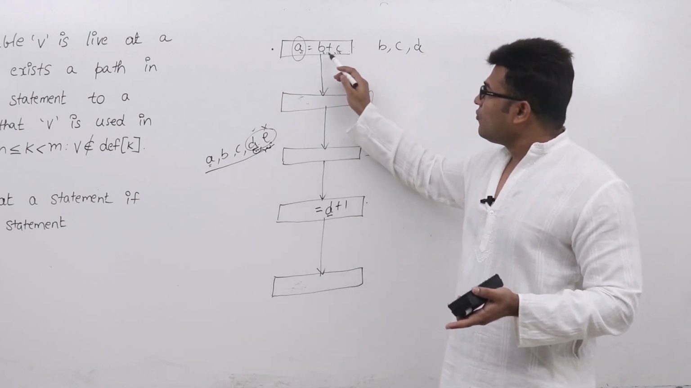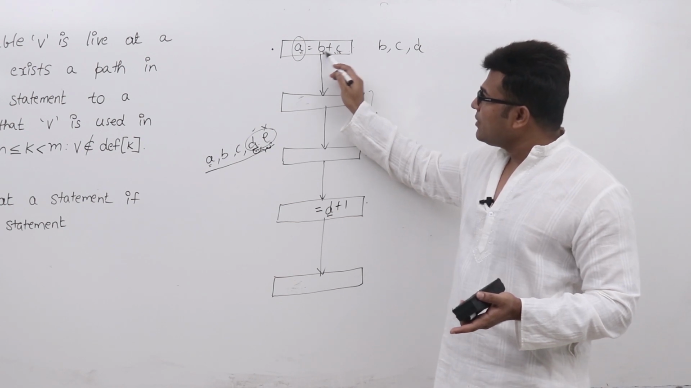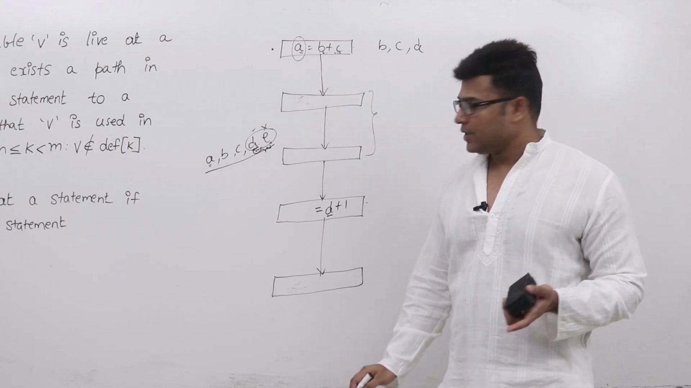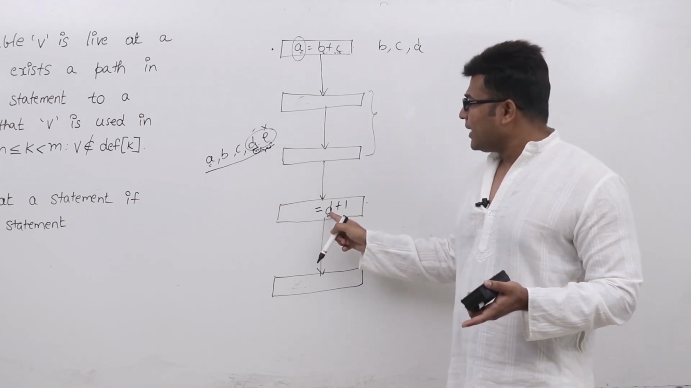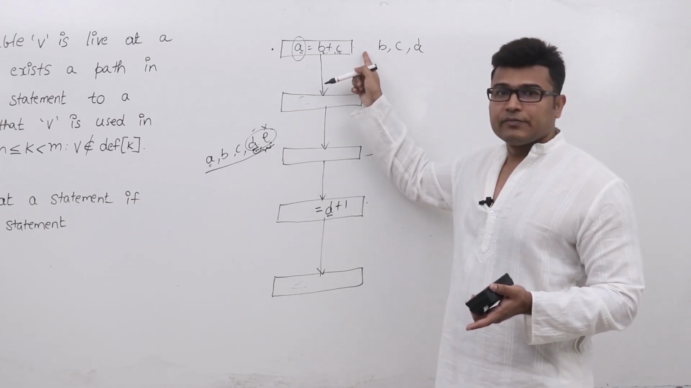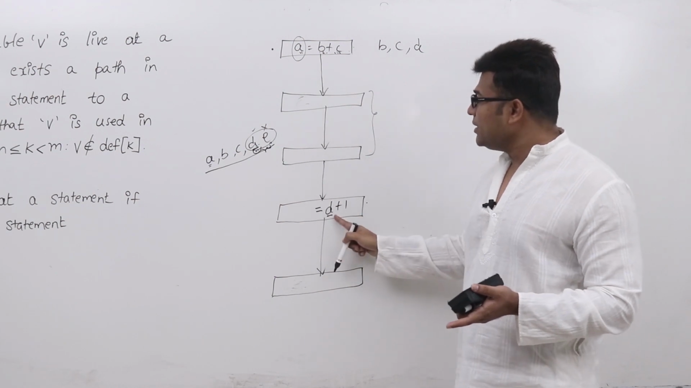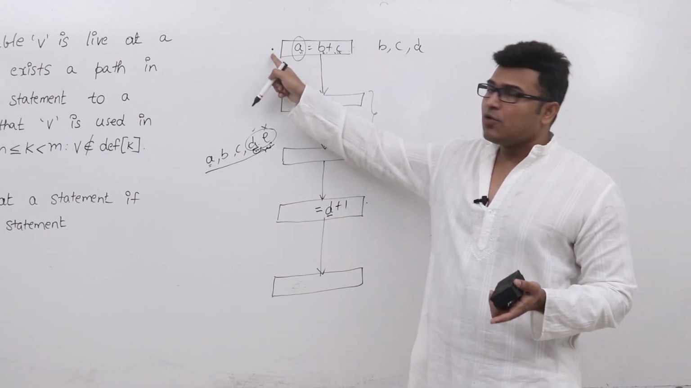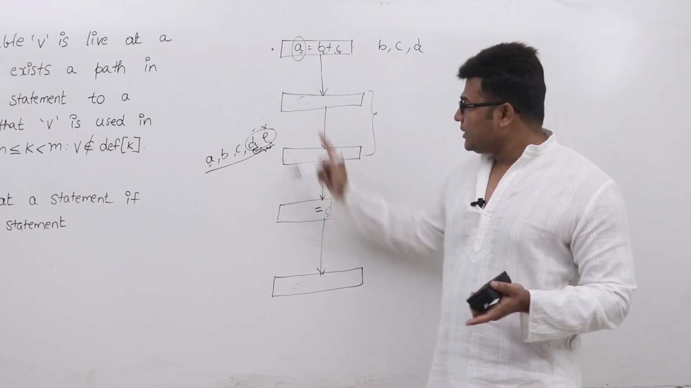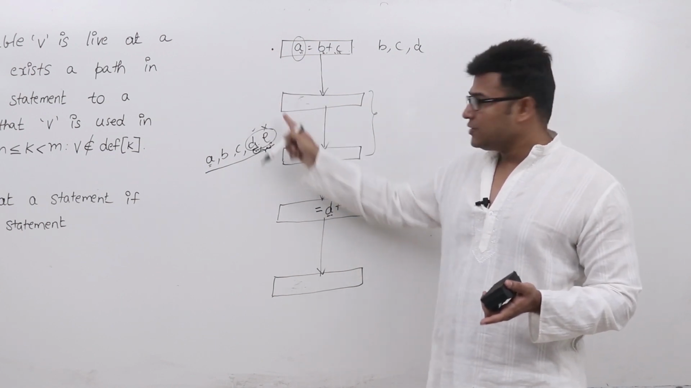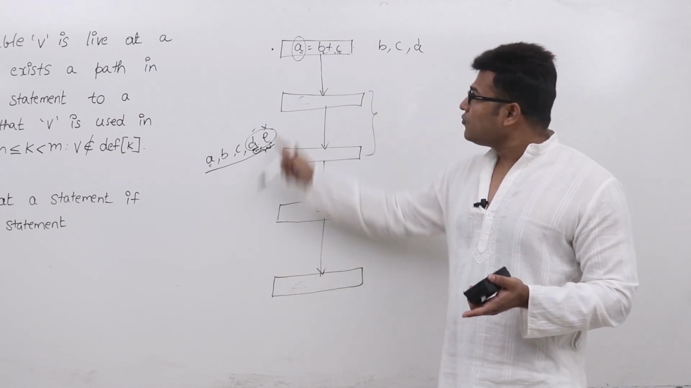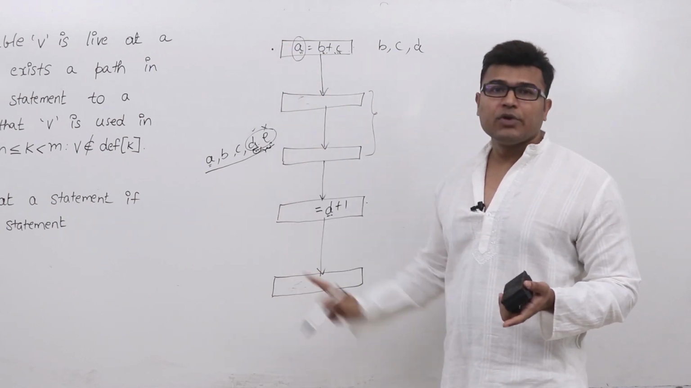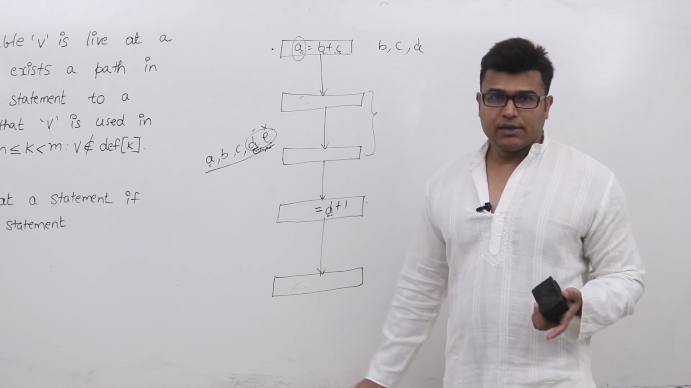So from this statement we can directly say B and C are live, and from this statement we can directly say that D is live here. D is live at this point. It is also live at this point, and this point, and this point. Therefore, all these four points put together is the live range of D.